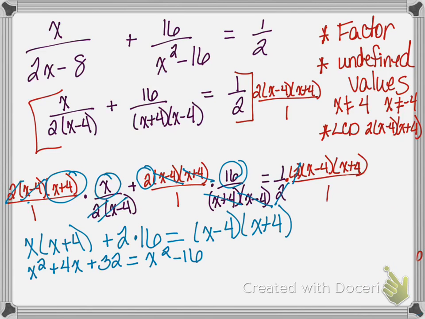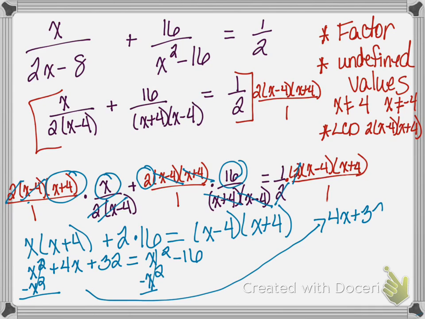Now what I'm going to do is solve for x. When I subtract x squared from both sides, what happens? It cancels, which is very nice. Okay, so now what I am left with is 4x plus 32 equals negative 16. I subtract 32 from both sides. I'm left with 4x equals negative 48. And when I divide by 4, what do I get?